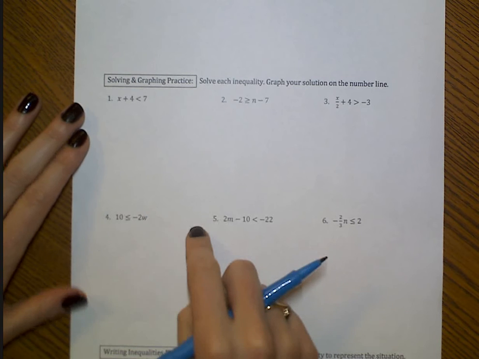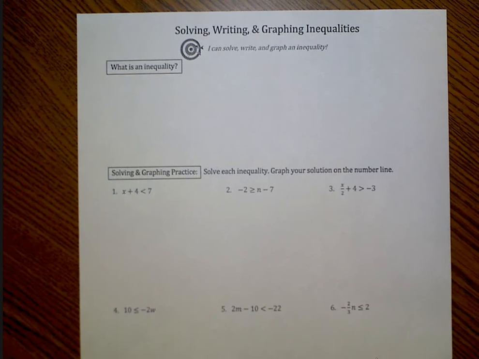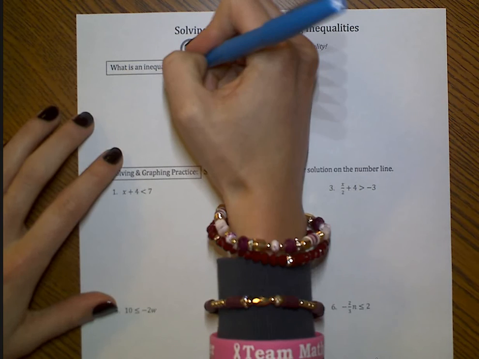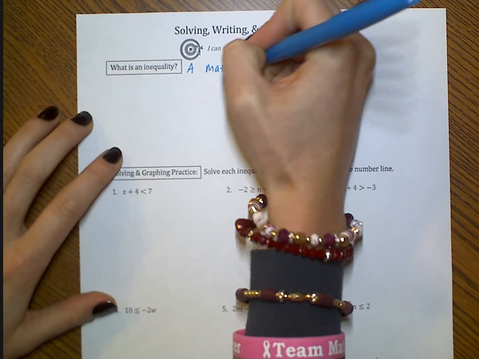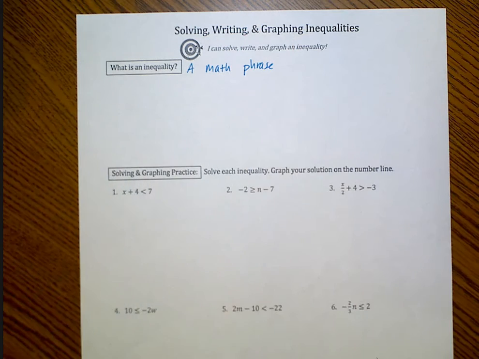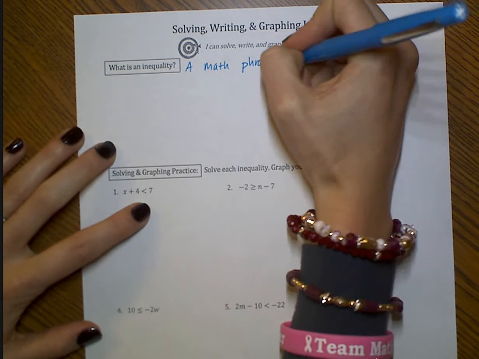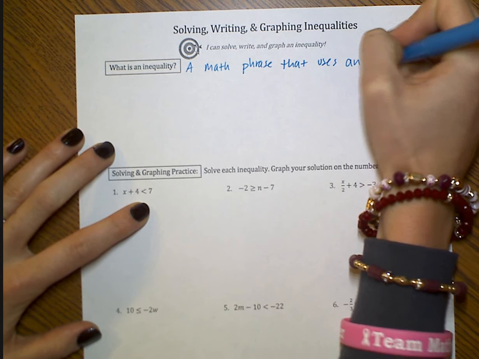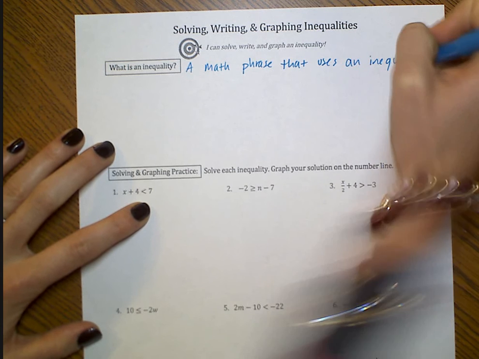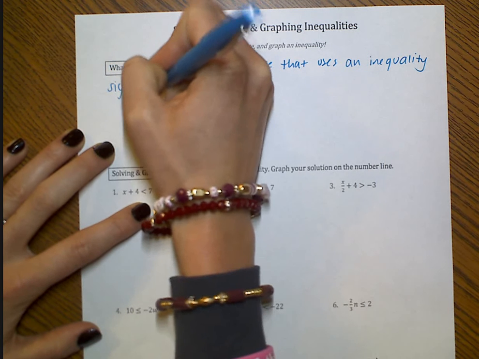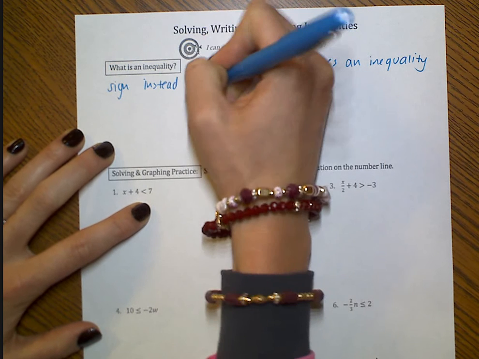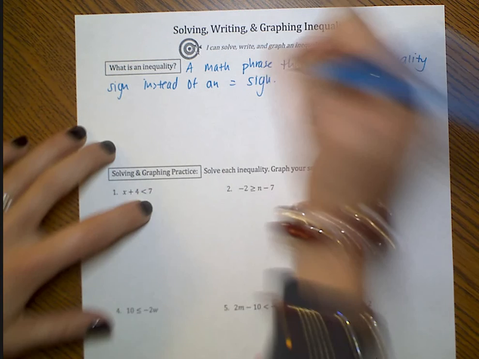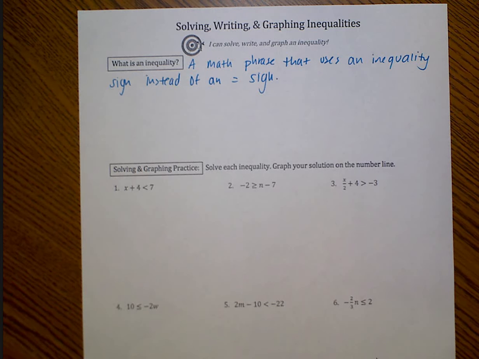Before we get there, though, we need to talk about what an inequality is. So an inequality is, we'll say, a math phrase that uses an inequality sign instead of an equal sign. Okay, so make sure you're taking good notes with me. You're writing everything in as I am. We'll cover everything you need to know here.